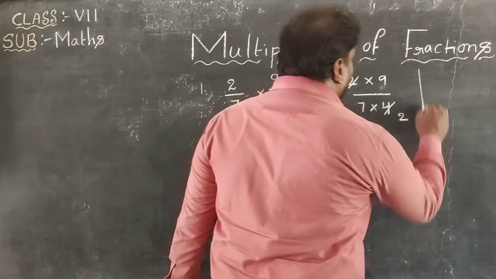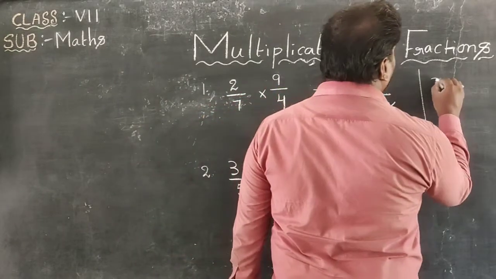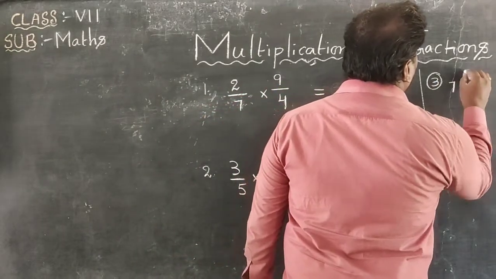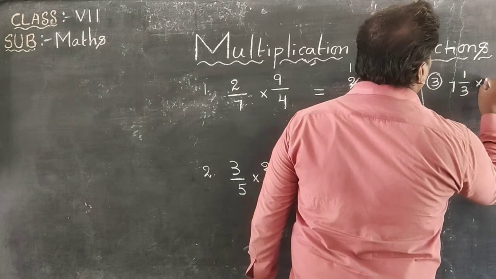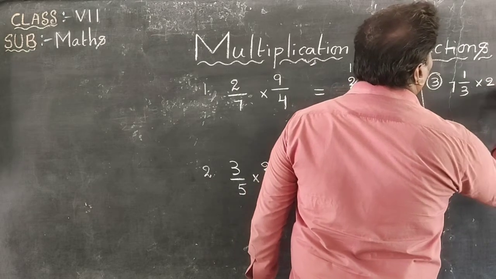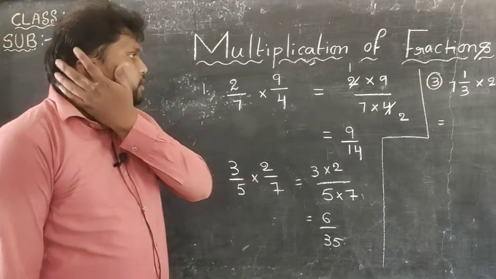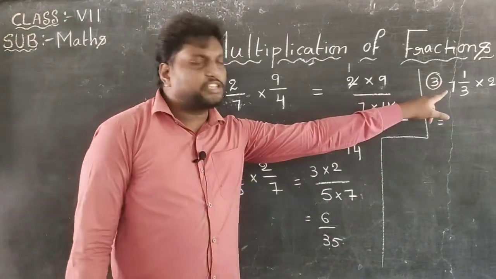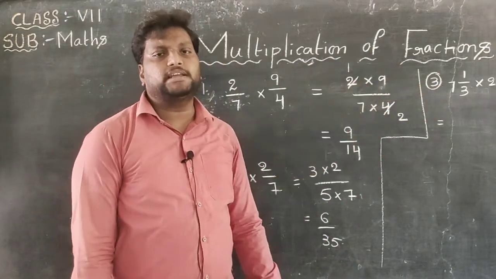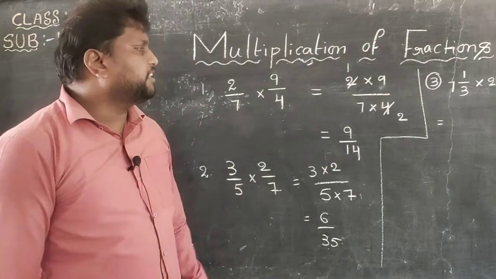One more, we will now take mixed fractions. 7 1 by 3 into 2 2 by 5. Now the same process. First of all, convert the mixed fractions into improper fractions. After that we can apply the procedure.